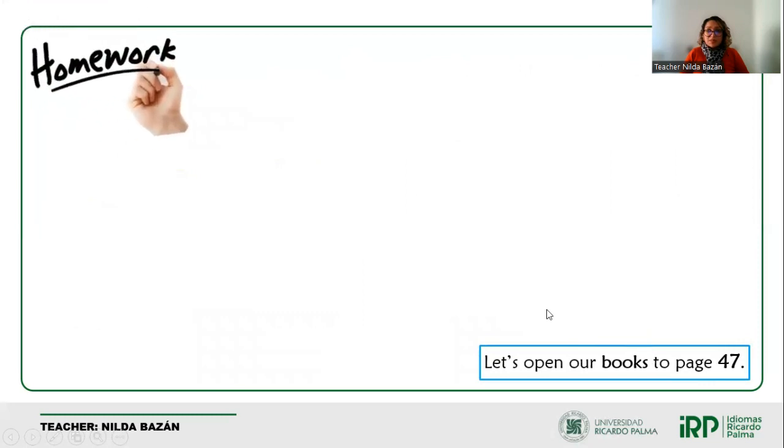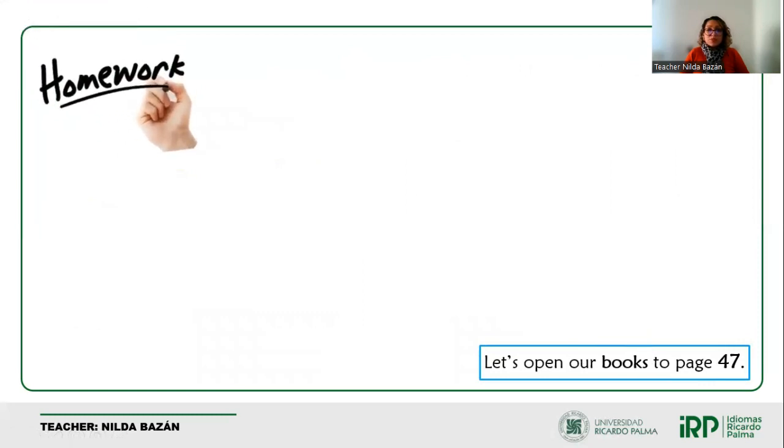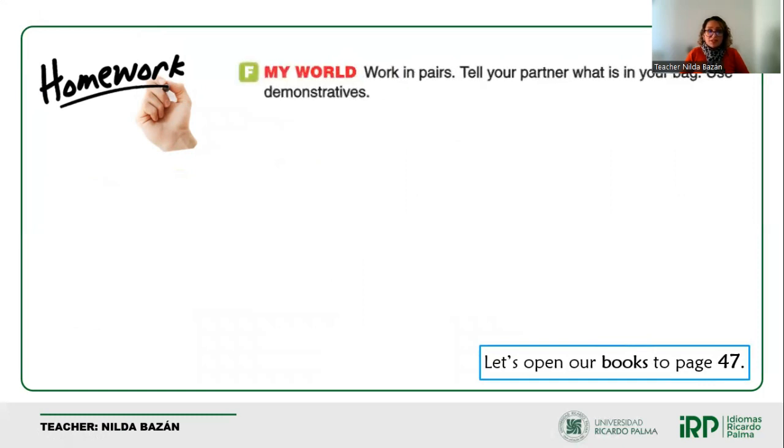There is something else that we are going to work on page 47. Look at this. But these activities are going to be assigned for homework. It means that you have to work on that on your own. I'm going to explain to you. Look, activity F. You are going to work in pairs in class, okay?